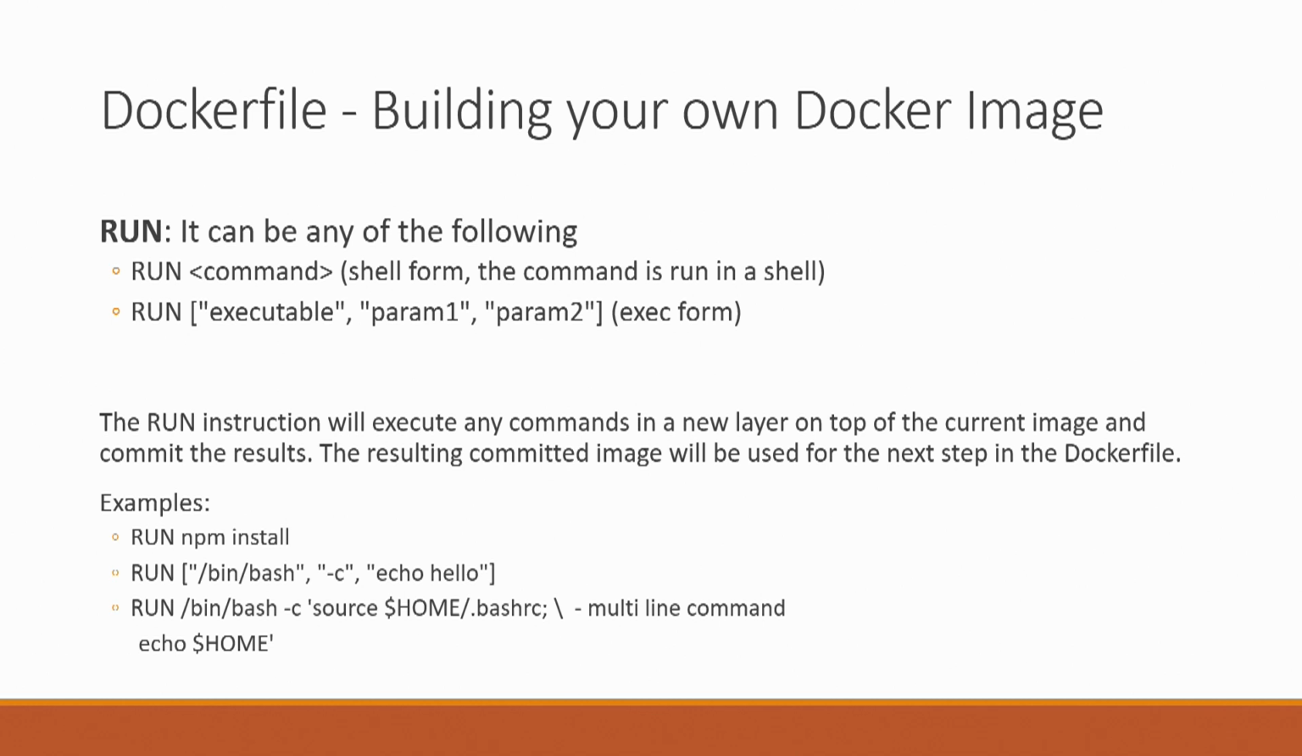So again, the RUN instruction will execute any commands in a new layer on top of our current image and commit the results. The resulting committed image will be used for the next step in the Dockerfile. So it will take your command, run it on the base image or on the previous layer, commit it, and make it ready for the next layer.